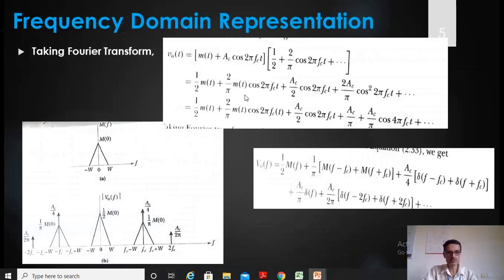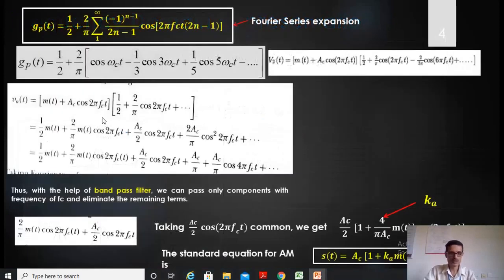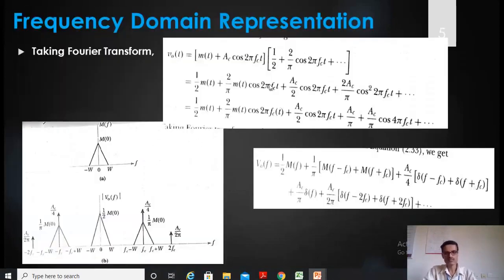So I take a Fourier transform of this equation, whatever I have got earlier. Same equation which I have got here, right? Now if I take a Fourier transform of this equation one by one, the last term is half m of t, which is nothing but half of m of f. Here m of t is multiplied by cos 2 pi fct, that means in the frequency domain m of f should be shifted by fc. So what we get, it is 2 by 2 pi because it is half of something, so that 2 cancels, 1 by pi m of f minus fc, m of f plus fc. This is the term I get because of this term in the time domain.